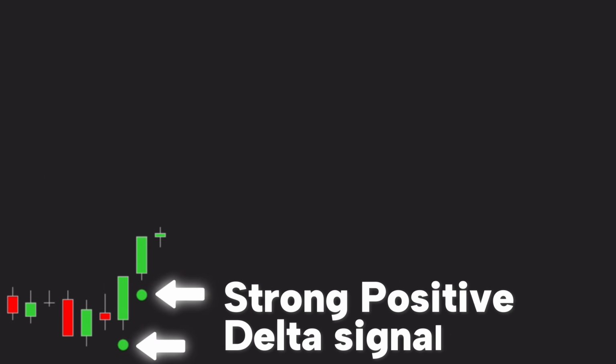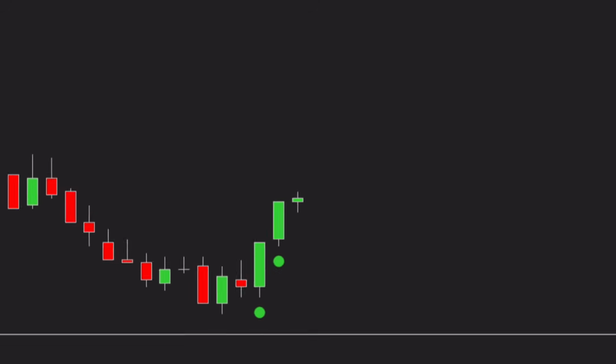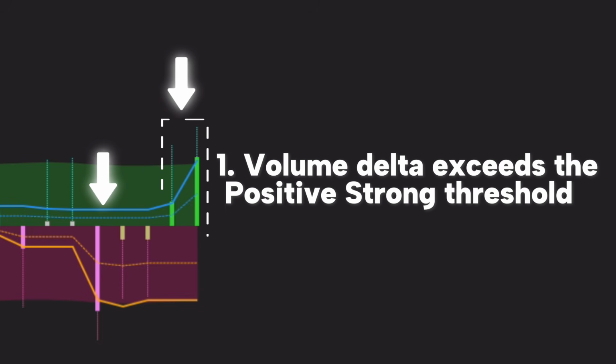In the same way, when generating strong positive delta signals, the indicator will also follow a few key principles. First, the delta volume of a candle must cross the positive strong threshold. This is the core signal that buying pressure is truly strong and reliable.